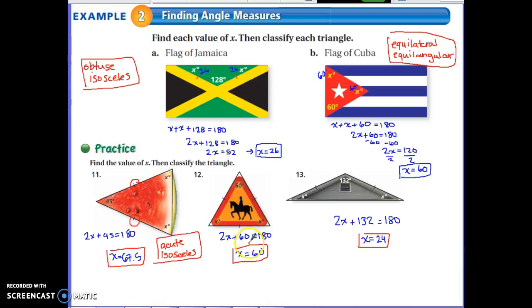Number 12 is just like letter 2B. This is an equilateral equiangular triangle. And number 13, I've got two angles that are the same, and so are these two sides, which makes it isosceles. Since one of the angles is bigger than 90, it is obtuse. So this is an obtuse isosceles triangle.